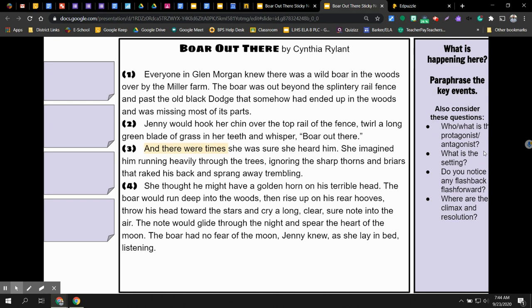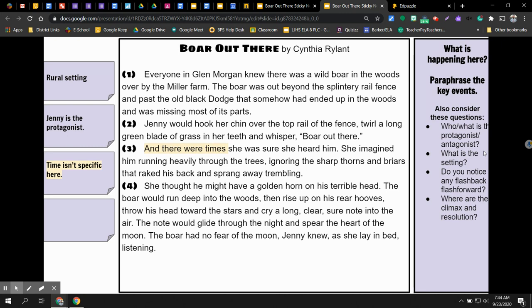So you should have identified a few things in your response. First, the setting. And it's a rural setting. If you said it's set in the woods or it's set on a farm or it's set in the country, that's fine. Basically the same thing. The protagonist, the main character, is a girl named Jenny. And if you gave me a little bit more description, maybe she was a young kid, a girl, a child, that's fine too. A little bit of detail never hurt anybody.